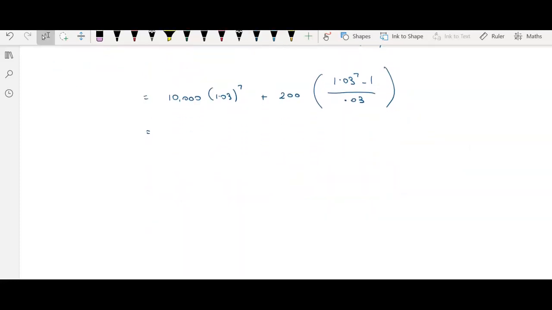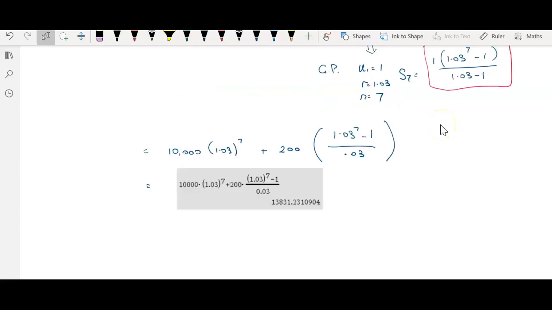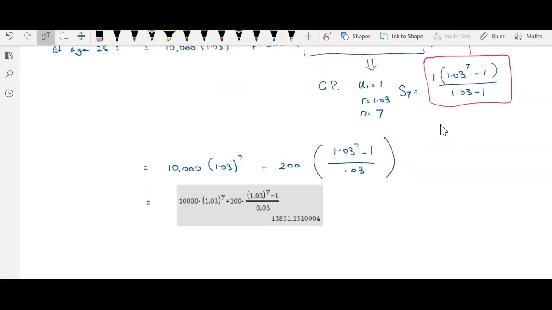So put this through the calculator. Okay, so we're just about there. That's gone through the calculator, and we get this figure here, 13,831.23. This is a monetary figure. That's the amount he's going to pull down at the age of 25.